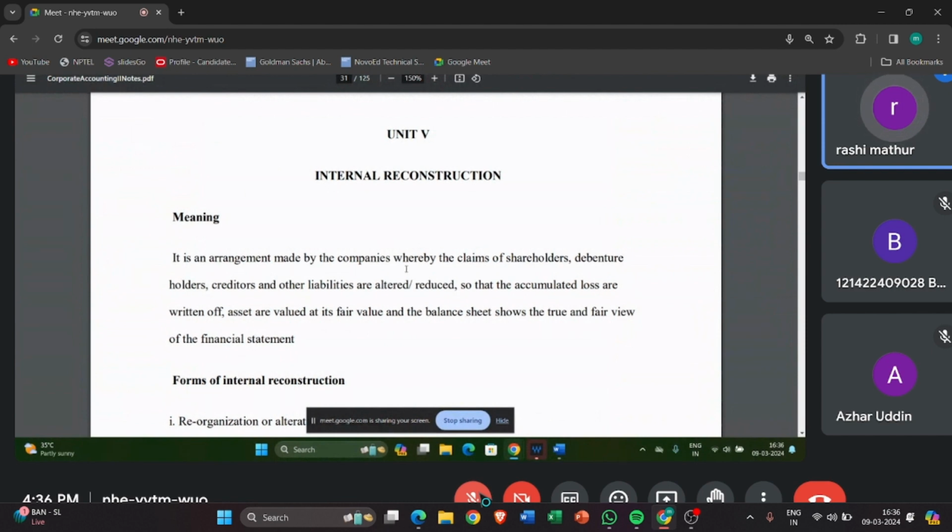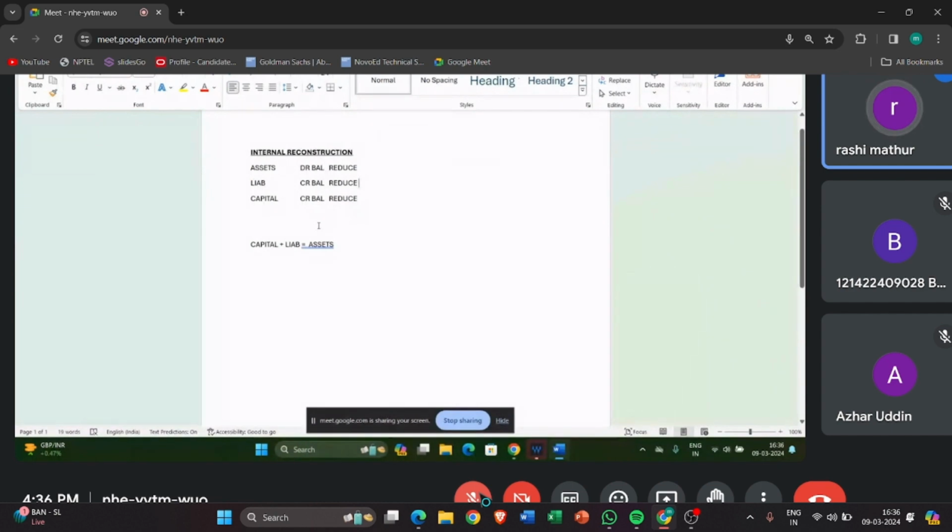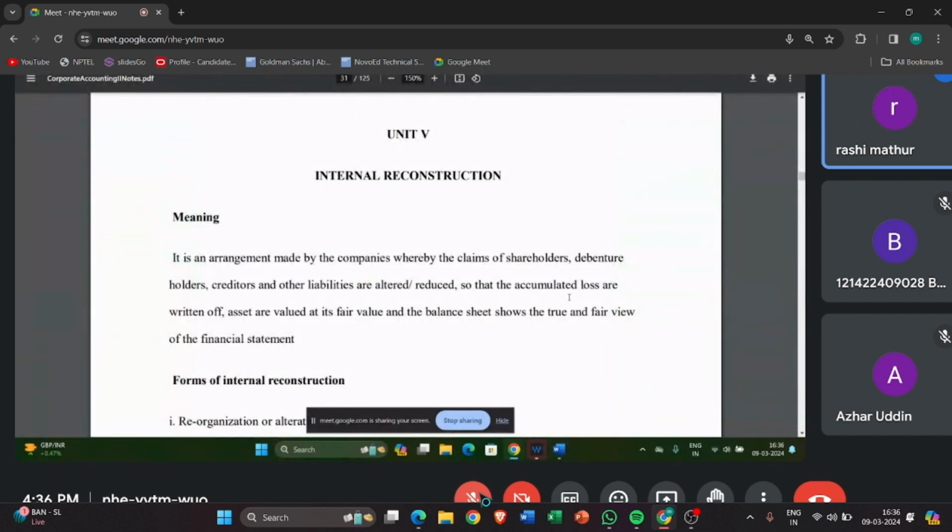It's an arrangement made by companies whereby the claims of shareholders, debenture holders, creditors, and other liabilities are all reduced. Why are we reducing the liabilities and the capital? So as to write off the accumulated losses, and the assets are valued at their fair value, and the balance sheet now shows a true and fair view of the company. This is the objective.